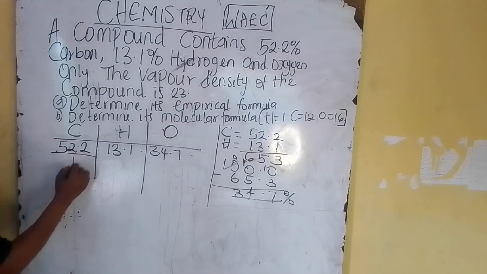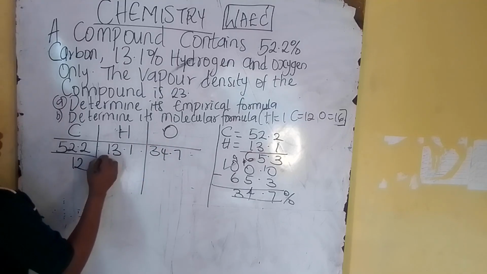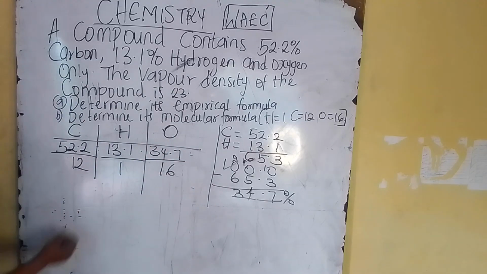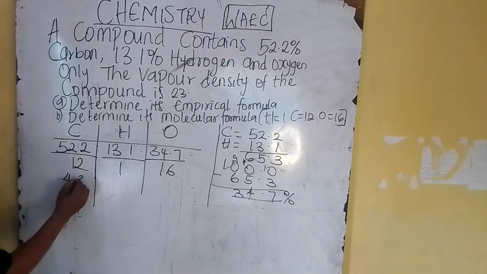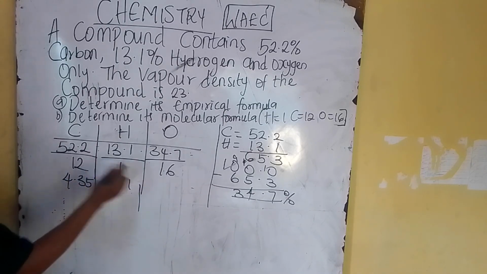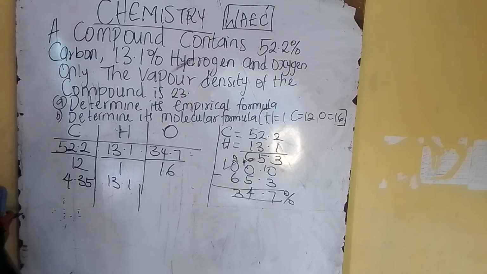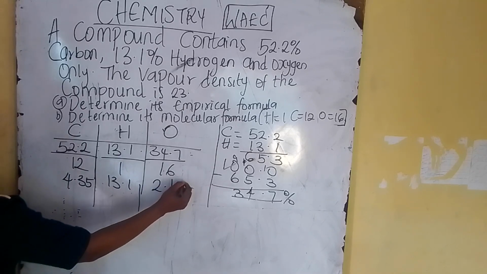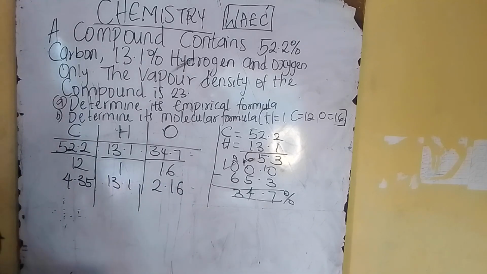For carbon, you have 12 as the RAM. For hydrogen it is 1, and for oxygen it is 16. So for carbon, 52.2 divided by 12, you're going to have 4.31. For hydrogen it remains the same value. Then for oxygen, you have 34.7 divided by 16, you have 2.16. So what do we do here?